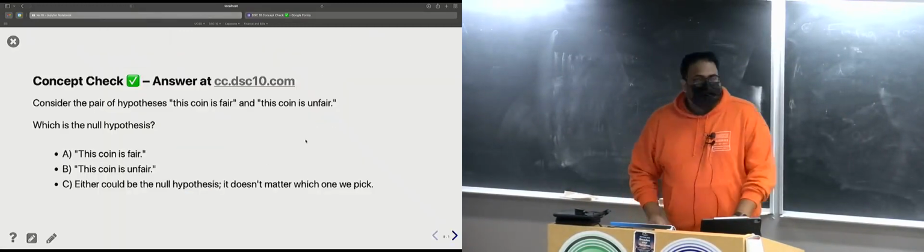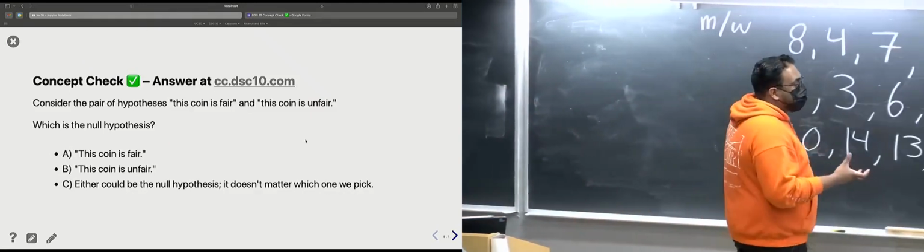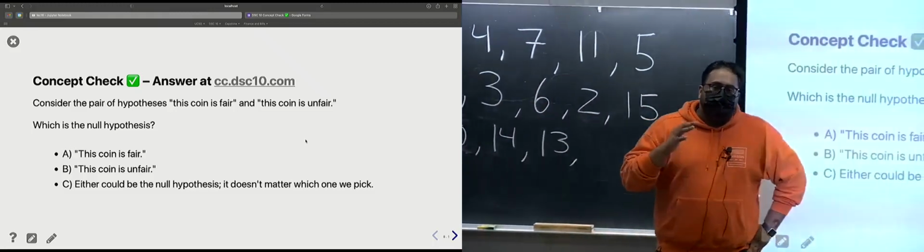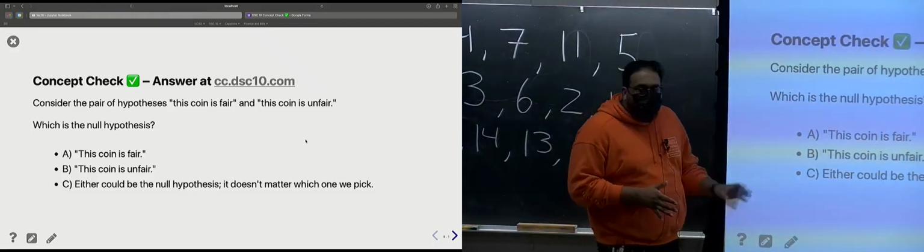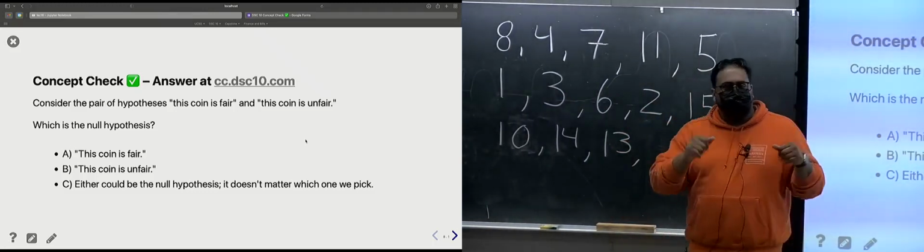Okay. So it seems like the most common answer was C. Either could be the null hypothesis. Okay? And it turns out that the answer is actually A. It's the coin is fair. Okay? Don't get that happy.